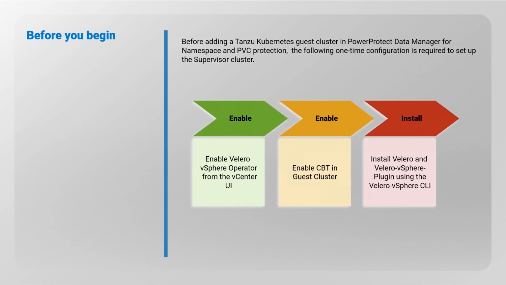Before adding a Tanzu Kubernetes guest cluster in PowerProtect Data Manager for namespace and PVC protection, the following one-time configuration is required to set up the supervisor cluster. Enable Velero vSphere operator from the vCenter UI. Enable changed block tracking in the guest cluster. Install Velero and Velero vSphere plugin using the Velero vSphere command line.